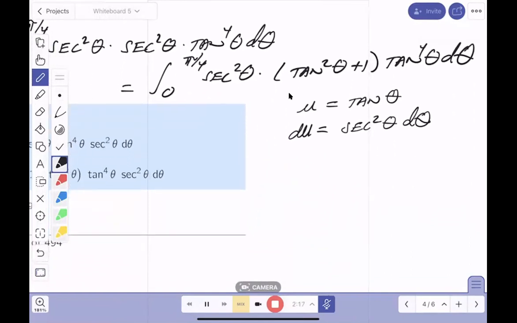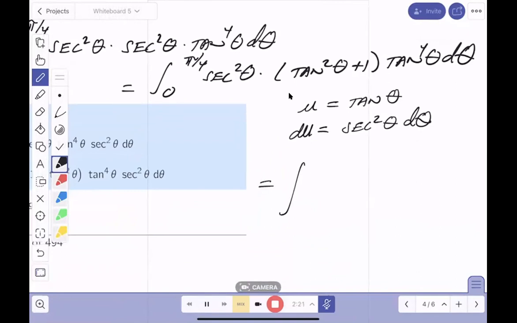All right, let's see if we can do it. I've got to change the limits now. That's what I do anyway. So the tan of 0 is 0, and the tan of pi over 4 is 1. Boy, that was convenient. And then what do I get? Well, I see the secant squared theta d theta. That's just du, right? That was convenient. And then what do you get? You get u squared plus 1 times u to the fourth.